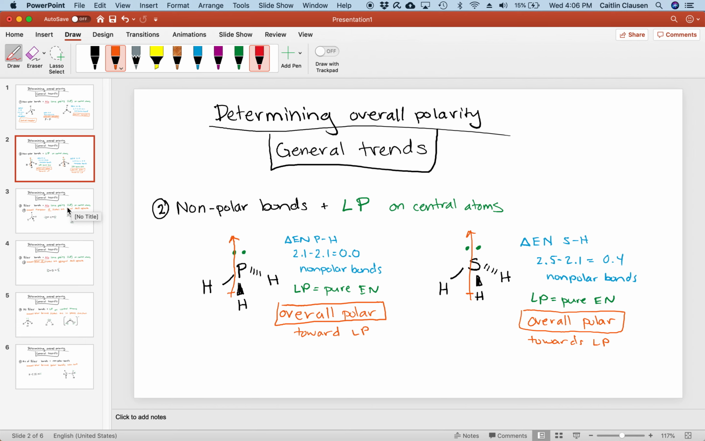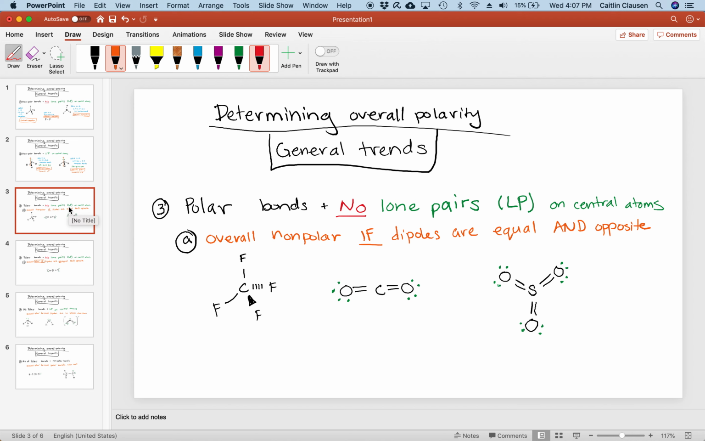So that's nonpolar bonds. Let's move on to polar bonds, plus no lone pairs on the central atom or atoms. If you have this scenario, generally they'll be overall nonpolar if your dipoles are equal and opposite. So same step, calculate the delta En for all of the bond types. Here it's all carbon fluorine. Fluorine minus carbon, that's 4.0 minus 2.5, 1.5, those are definitely polar bonds.